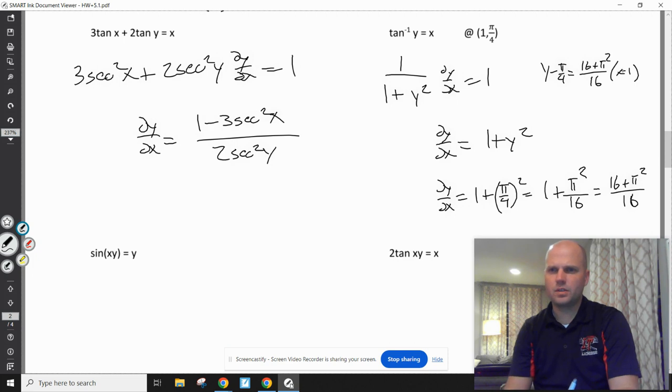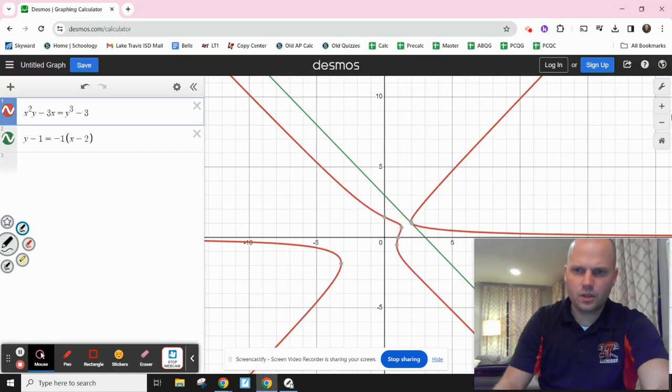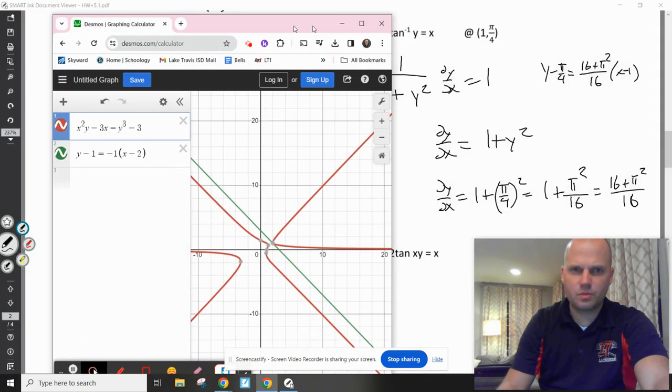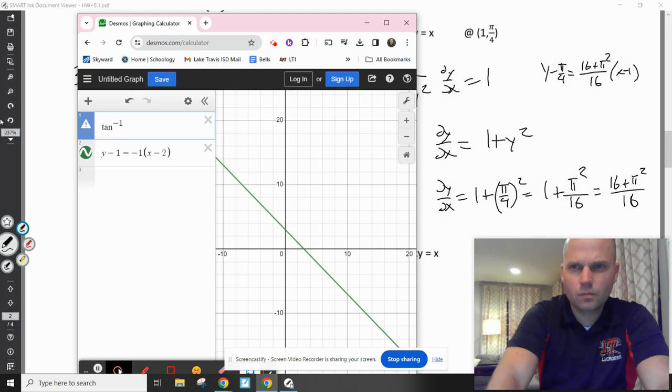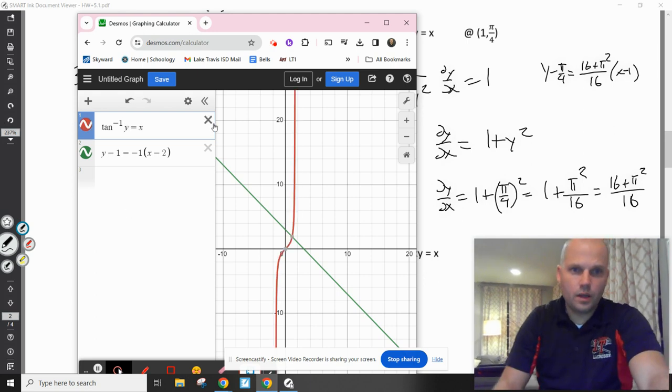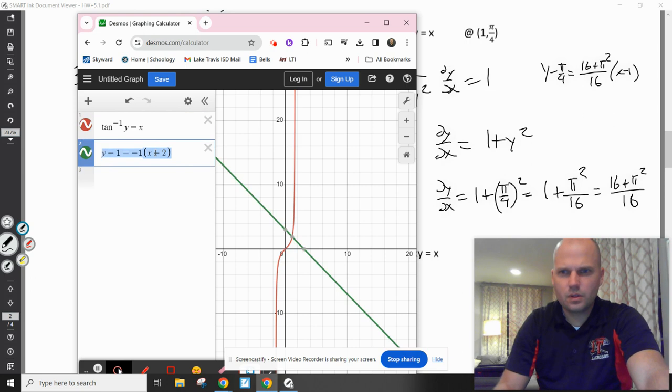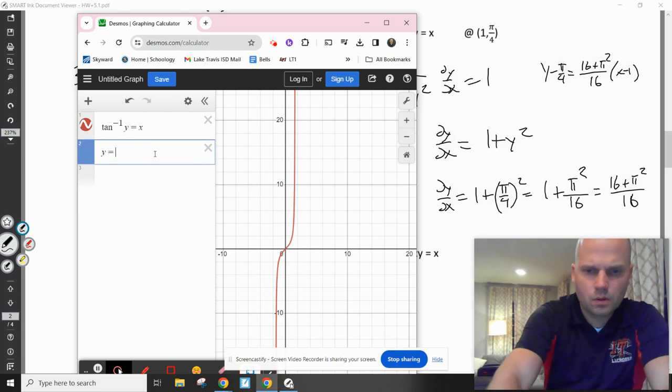Let's see what this looks like. I also want to just make sure I'm doing things correctly because I'm kind of not really. Yeah, that's the graph of tan inverse.